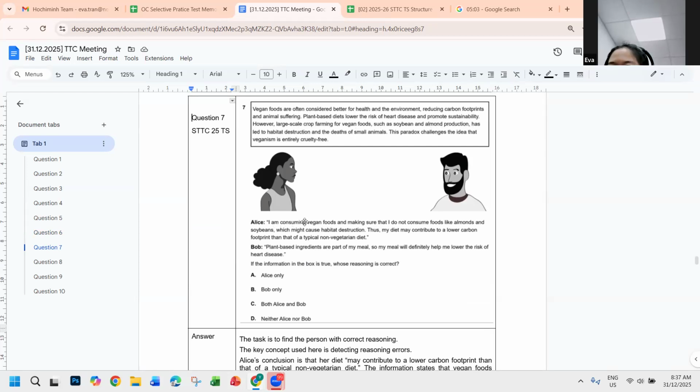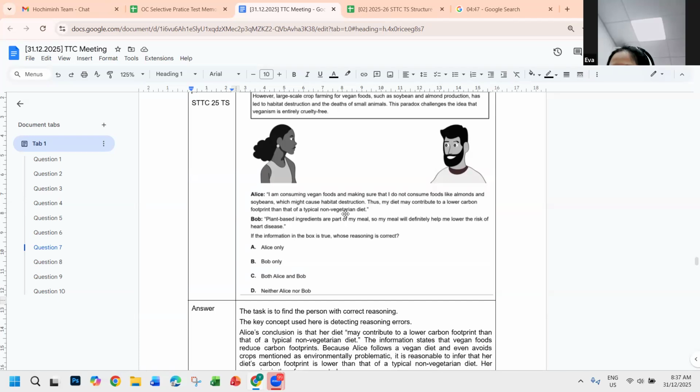Alice says that I'm consuming vegan foods and making sure that I'm not consuming foods like almonds and soybeans, which might cause habitat destruction. Thus, my diet can contribute to a lower carbon footprint than that of a typical non-vegetarian diet. And Bob says plant-based ingredients are part of my meal, so my meal will definitely help me lower the risk of heart disease.